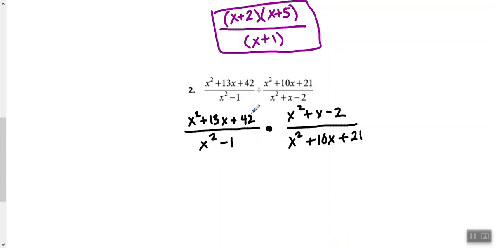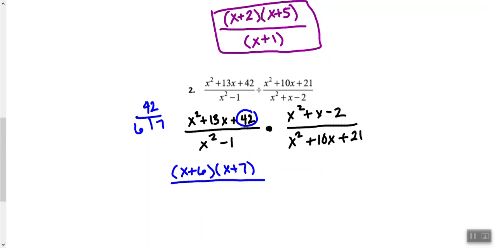So, top one, I'm looking what multiplies to 42, but adds to 13. And those two numbers are 6 and 7. So that becomes x plus 6 times x plus 7 over, the bottom is a difference of squares. It's two terms subtracting, and they're both perfect squares. So it becomes x plus 1 times x minus 1. Multiplying.